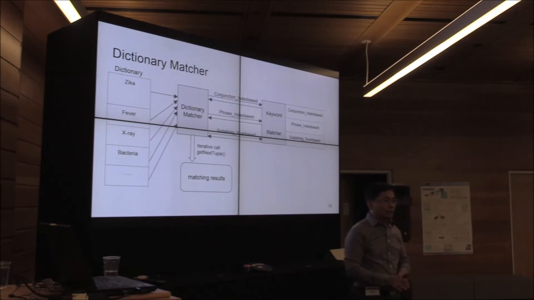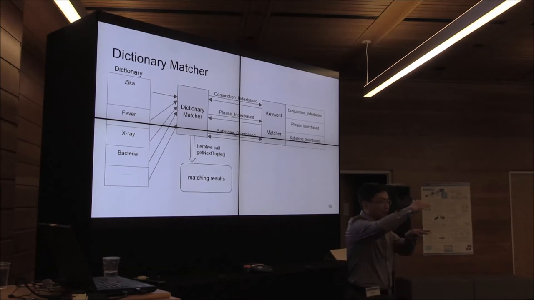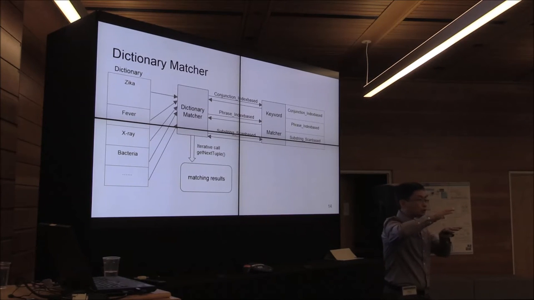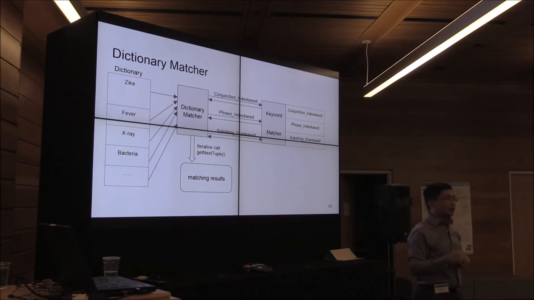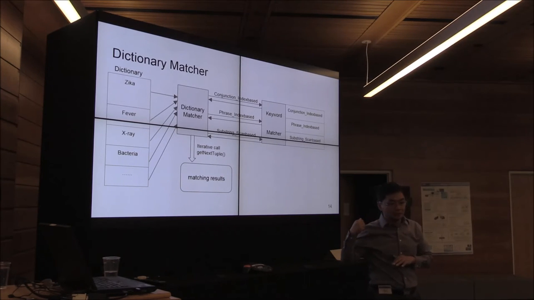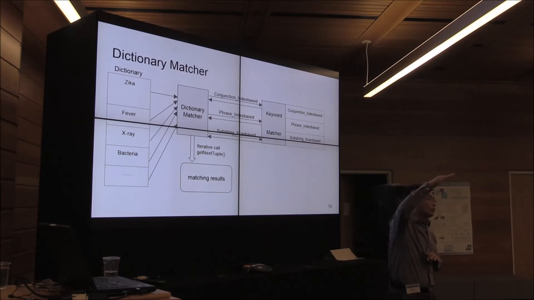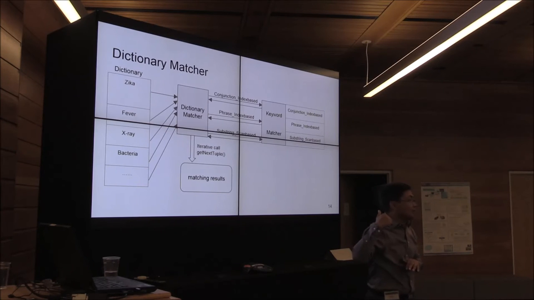The way we model it is you have a collection of documents, you have a dictionary of entities, and you want to use these entities to do the labeling or matching within your documents. Currently what we do is we just use the basic keyword matcher. Very simple. Just go through the entities in your dictionary one by one, and for each of them, I call the corresponding keyword matcher to do the matching of the documents.